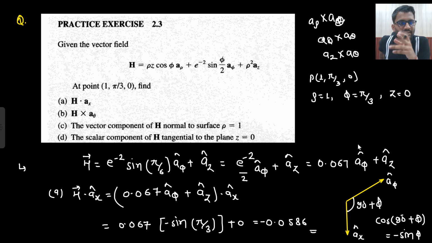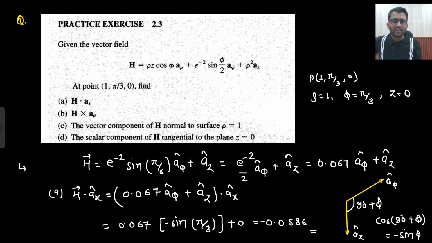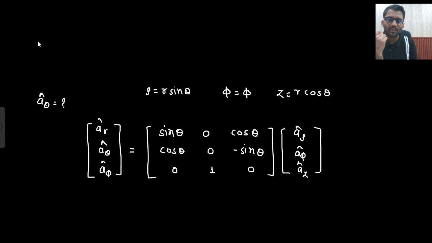So I will consider this as another unit vector, a theta cap. So can I convert a theta cap in terms of arrow, a phi and az? If I am able to convert a theta cap in terms of arrow, a phi, az, then my problem will be very easy. Right? I just need to convert a theta cap into arrow, a phi and az. Right? So what I need to calculate? H cross a theta. In the second problem, I need to calculate H cross a theta.